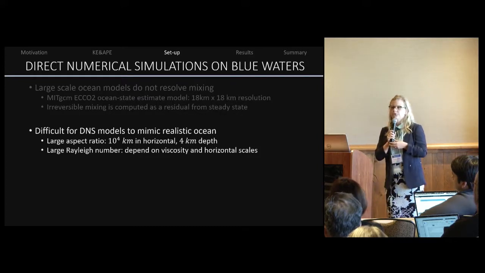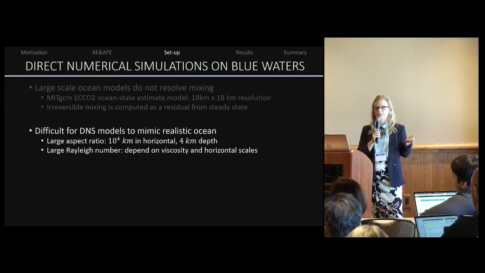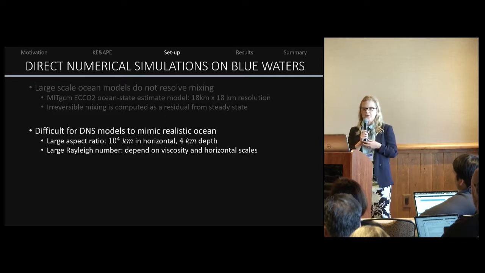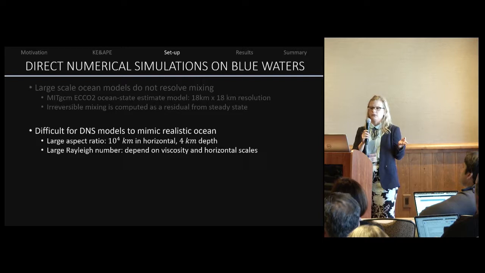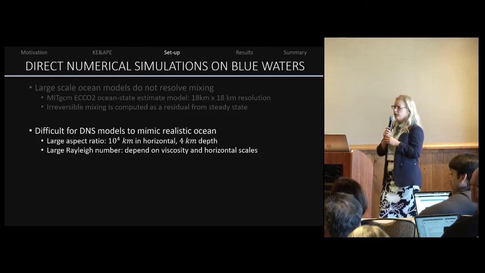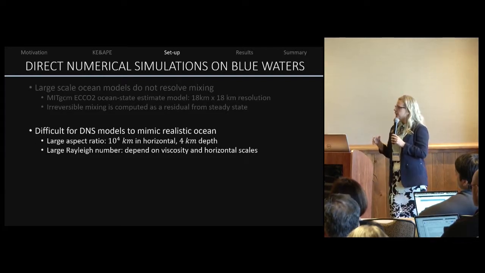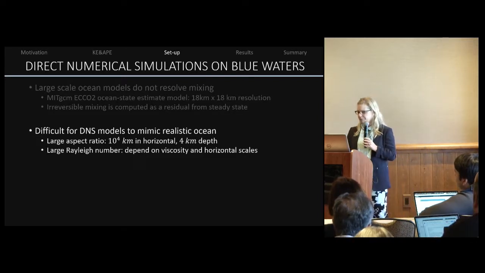In general, it is difficult for DNS models to mimic the realistic ocean because it has such large aspect ratios. It has 10,000 to 100,000 kilometers in the horizontal versus only 4 kilometers of depth. And it also has really large Rayleigh numbers that depend on both viscosity and the horizontal scales. In our case, the Rayleigh number is only 10 to the 11, and that is kind of the state of the art that we can achieve currently with DNS for ocean studies, versus in the real ocean, it's something like 10 to the 20.